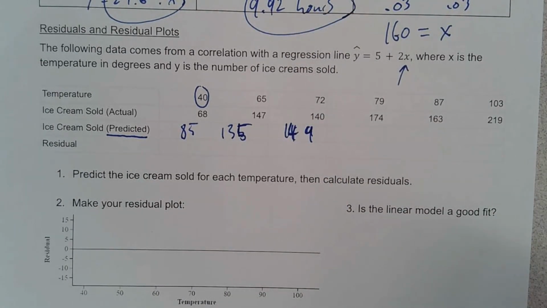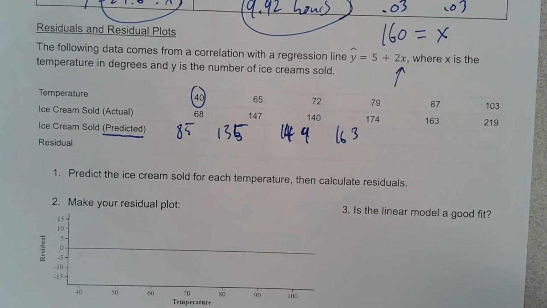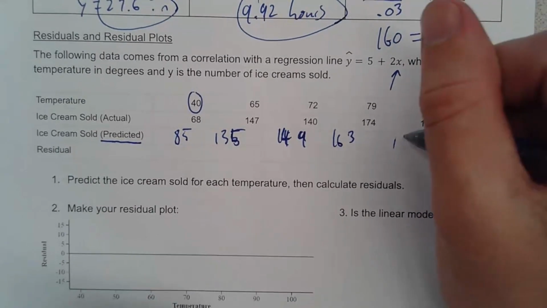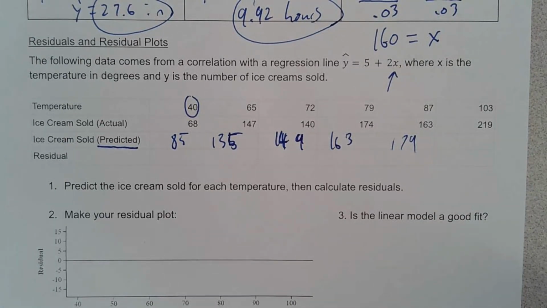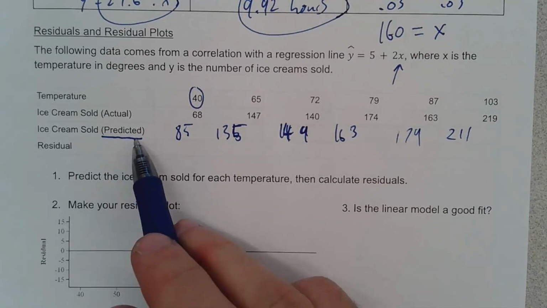79 times 2 plus 5 is 163. 87 times 2 plus 5 is 179. And then 103 times 2 plus 5 is 211. So for predictions, just plug in the x value.